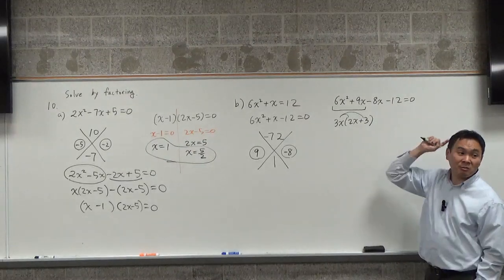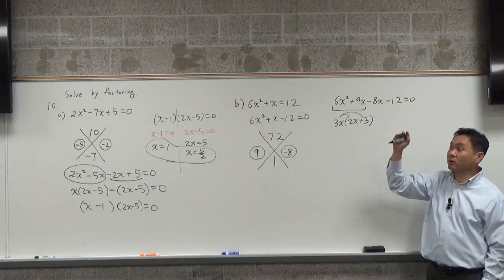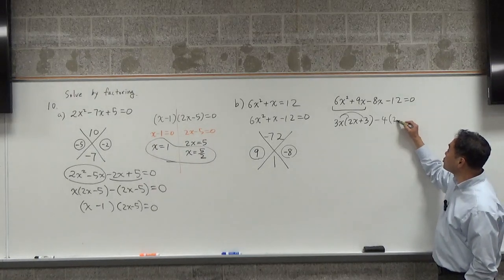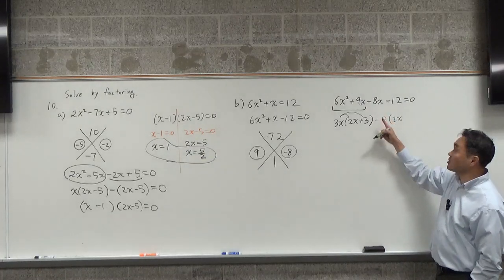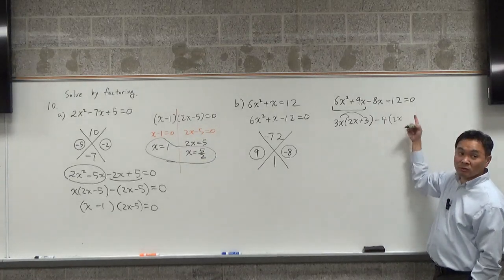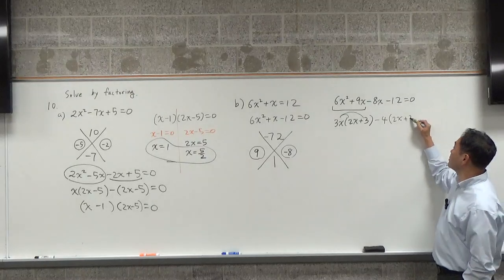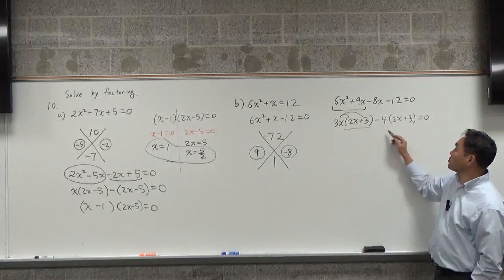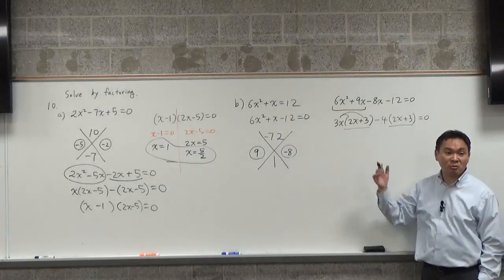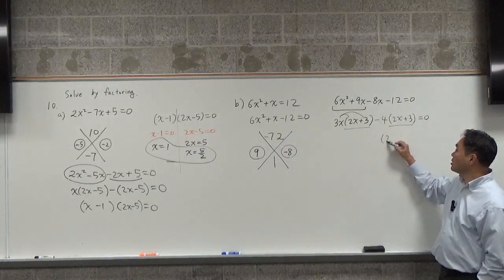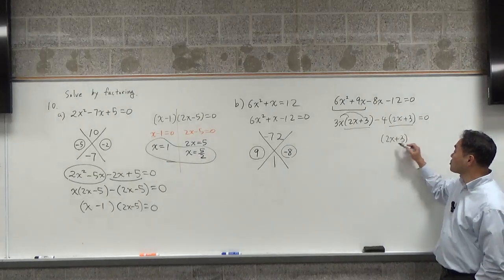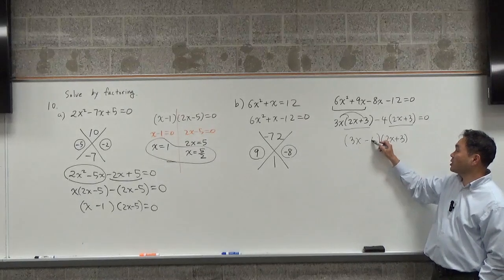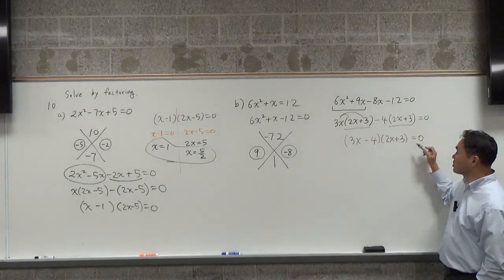How about this one? 8 and 12 have a common factor of 4, so you can factor a negative 4 out. And again, negative 4 times 2x gives you negative 8x. Negative 4 times what gives you negative 12? Plus 3. And therefore, you see 2x plus 3 appearing in both cases, which means you can factor that one out. If you factor out the 2x plus 3, what's left? 3x minus 4 equals 0.